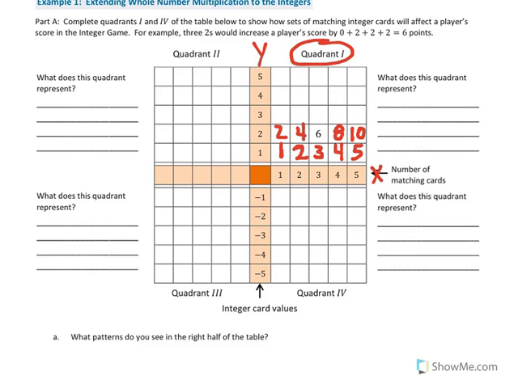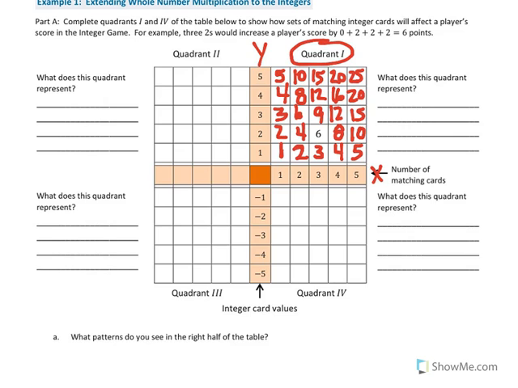Now we're going to do the rest of it. 3 times 1 is 3. 3 times 2 is 6. 3 times 3 is 9, 3 times 4 is 12, and 3 times 5 is 15. 4 times 1 is 4, 4 times 2 is 8, 4 times 3 is 12, 4 times 4 is 16, 4 times 5 is 20. 5 times 1 is 5, 5 times 2 is 10, 5 times 3 is 15, 5 times 4 is 20, and 5 times 5 is 25, okay?